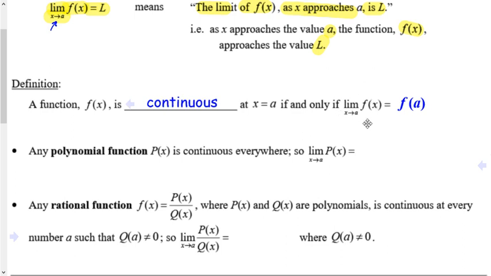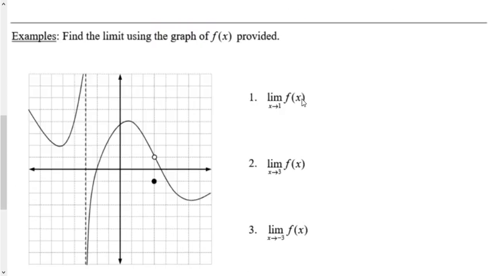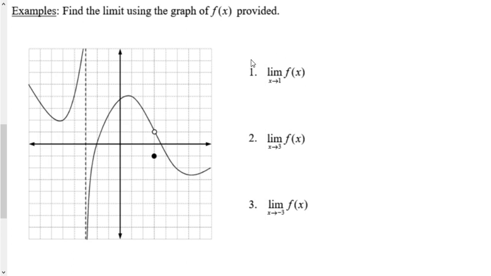If the value of the limit, in other words, as x approaches a, if the function value is approaching f of a, then we say our function is continuous. Well, let's look at that as we look at these examples here. These examples aren't asking about continuity, they're just asking about limits, but we'll talk about continuity as we do these as well.